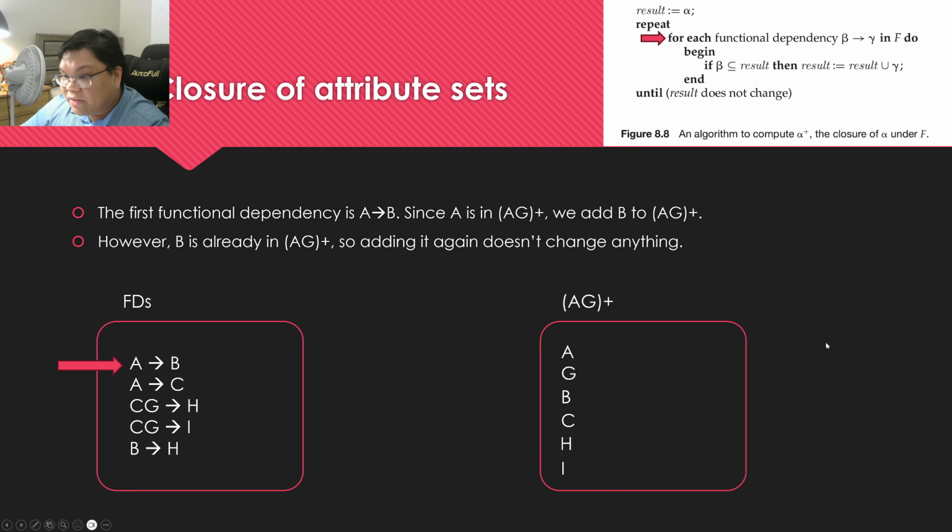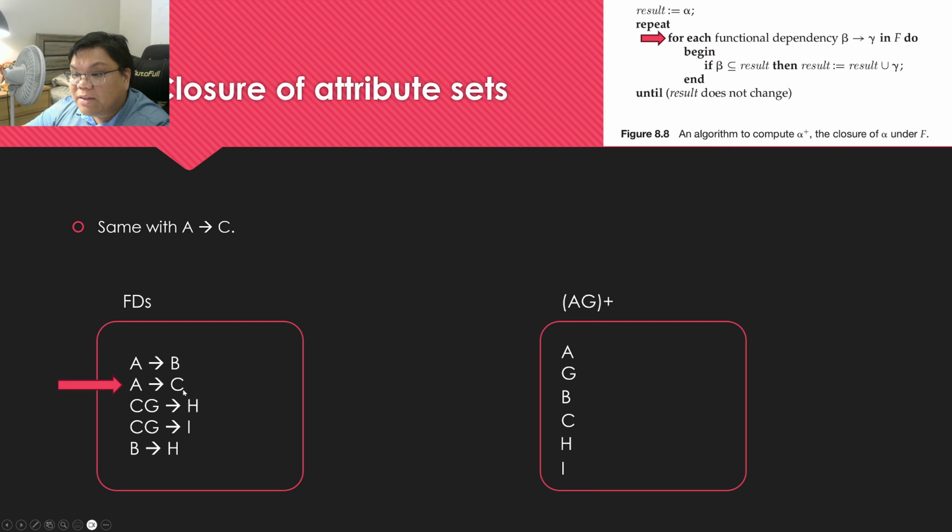The first functional dependency is A determines B. Since A is in AG plus, we add B to AG plus. But B was already in there, so it doesn't change anything. The same is true with A determines C. C is already in there, so we don't change anything. The same is true with CG determines H, CG determines I, and B determines H.